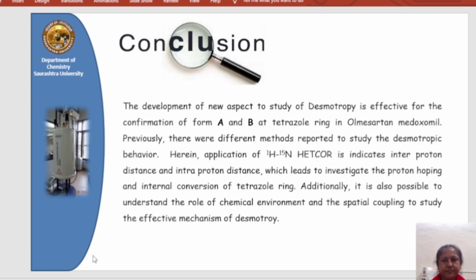So from that we can conclude how it will be helpful. The development of a new aspect to study desmotropy is effective for the confirmation of A and B at the tetrazole ring system. You can use any tetrazole ring system or any similar ring, meaning transformation of hydrogen as a proton from one position to a second position. You can carry out the desmotropy study by developing the crystal, with different polymorphs, you can do that. No doubt we can do that with the help of X-ray crystallography also, but this is easier as compared to X-ray crystallography, because big molecule crystal development is not very easy. That's why the desmotropic studies are carried out with the help of 1H NMR spectroscopy.